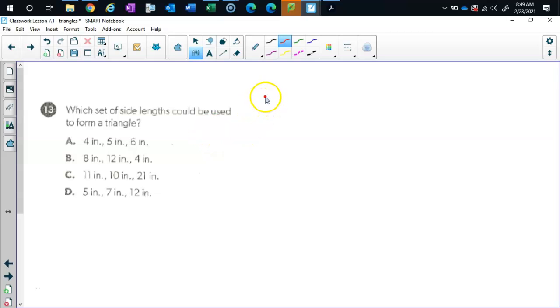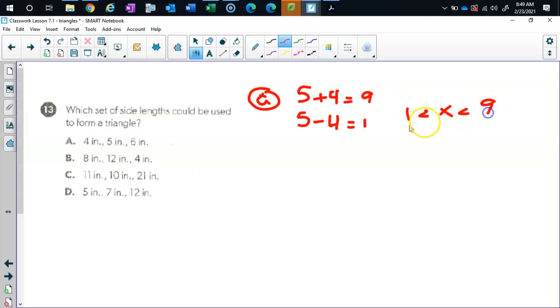All right, what you should have done, we're going to start with A. Take your first 2 numbers. 5 plus 4 is 9, and 5 minus 4 is 1. So our third side X has to be between 1 and 9. Is 6 in between 1 and 9? Surely it is. So yes, that is a triangle. That is the one we're looking for. We didn't even need to go any further.